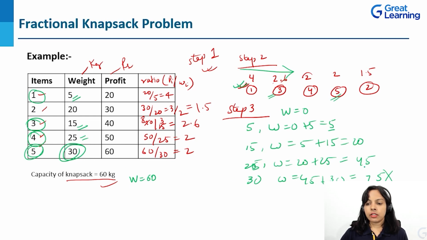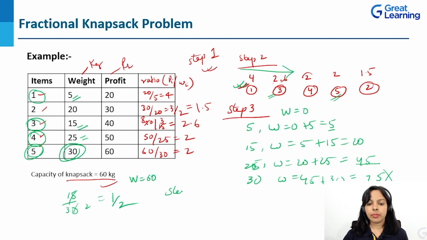You can see here that after 45, the space left was 60 minus 45, that is 15. Only 15 kg of space is left, and the weight of this item is 30 kg. So you have to select only 15 kg out of 30 kg, meaning half of the weight. If you select half of the weight, then your 60 kg weight will be completed. So no more further selection has to be done. This is your step 3.